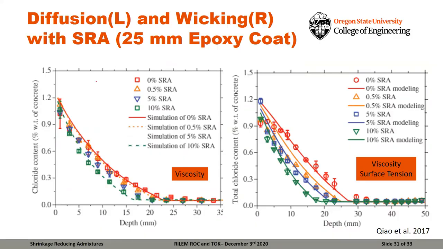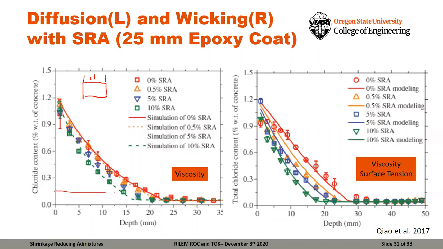So on our left-hand side, we see just a standard diffusion sample where we've placed a de-icing solution, a chloride solution, on top of a sample that contains shrinkage-reducing admixture. And what we notice is because we have a more viscous pore solution, we dramatically reduce the amount of chlorides that are going into our concrete.